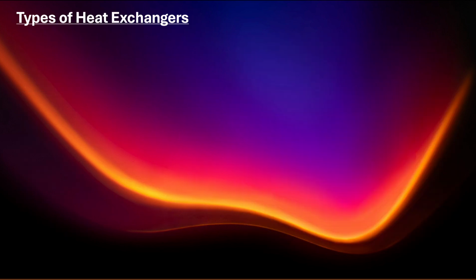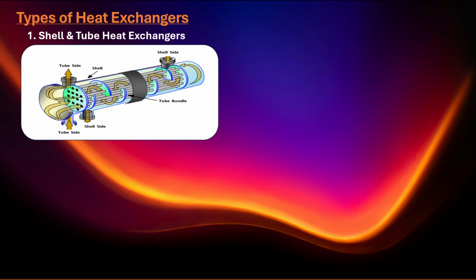Now we are going to see the common types of heat exchangers that are used in the oil and gas sector specifically. First one is the shell and tube heat exchanger, the most prevalent type in the oil and gas industry, consisting of a bundle of tubes inside a pressurized shell. One fluid flows through the tubes, the other around them, enabling efficient heat transfer. They handle high pressures and temperatures and are widely used for crude oil preheating, cooling, steam generation, and refining processes.